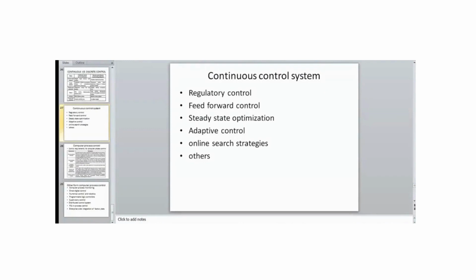Next, steady state optimization. Now we have come across what feedback control or feed forward control systems are. In a feed forward control system, we consider primitive actions or primitive measurements to be taken in order to avoid the error.